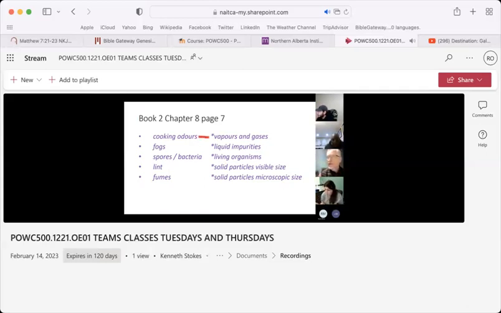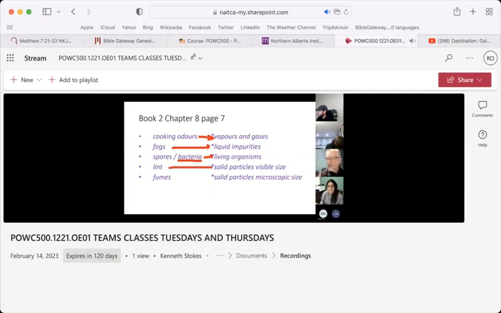So cooking odors, they come under vapors and gases. Fogs are called liquids, so liquid impurities. Spores and bacteria, these are living organisms. So these are the important ones right now. We're really going to be making sure we're not concentrating or collecting bacteria. We want to get rid of that stuff in different ways.